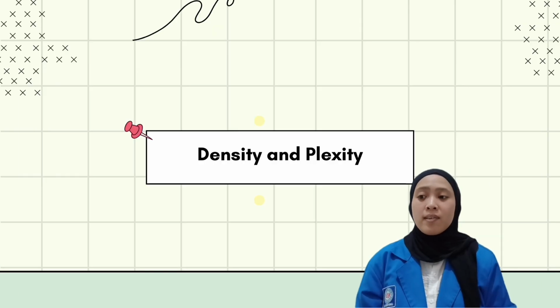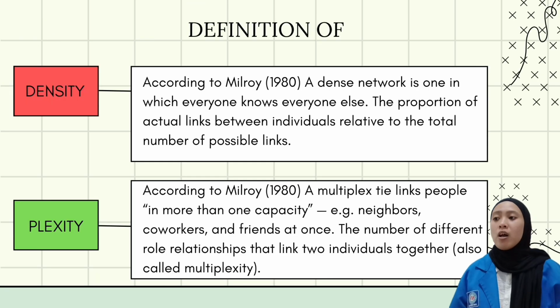The second topic is density and plexity. Definition of density and plexity. Density, according to Milroy, 1980: a dense network is one in which everyone knows everyone else, the proportion of actual links between individuals relative to the total number of possible links. And plexity, according to Milroy, 1980: a multiplex tie links people in more than one capacity. Example: neighbors, co-workers, and friends at once. The number of different role relationships that link two individuals together, also called multiplexity.